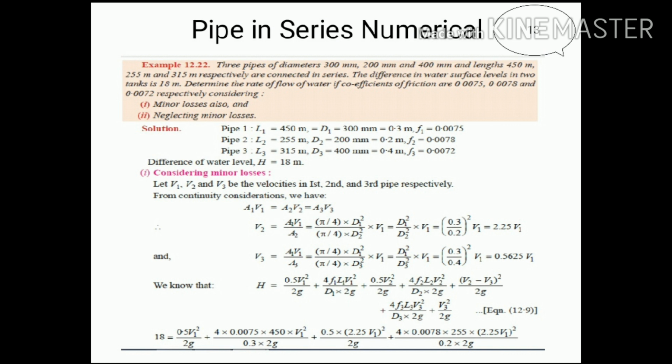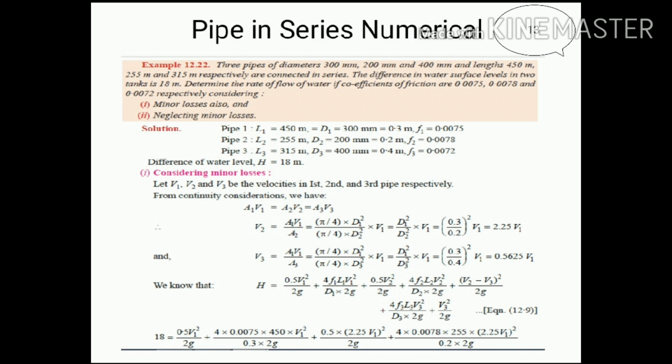Now if you look at the given data, it's a very simple numerical. Simply three pipes, the diameters and lengths are given, and their respective coefficients of friction are given. I'm focusing very much on the words coefficient of friction and friction factor. Whenever the coefficient of friction is given, you have to write in the given data that F is given, and we have to multiply it by 4.